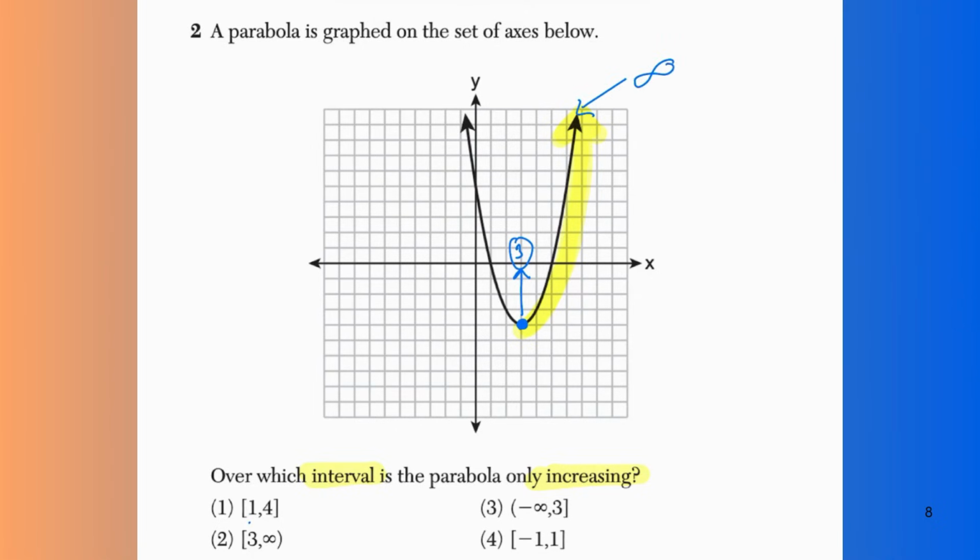So the interval that I'm looking for is from 3 to infinity, which is answer choice number 2.